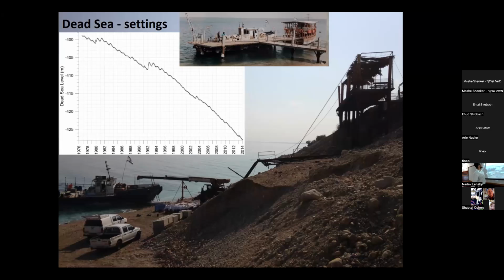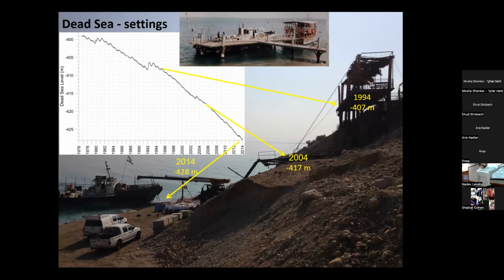So this is the lake level curve. I don't know if you see well enough, but this is minus 400 to almost minus 430, from 1976 to 2014. I should update that. And this is the dock that was active in 1994. This is a picture from 1994 when the level was here. And since then, the level has been dropping at a rate of about 1 meter per year.